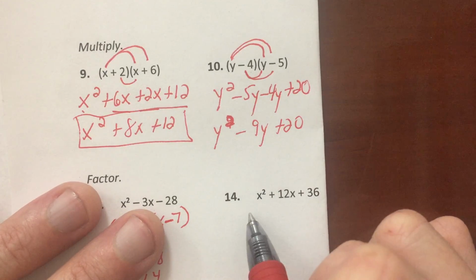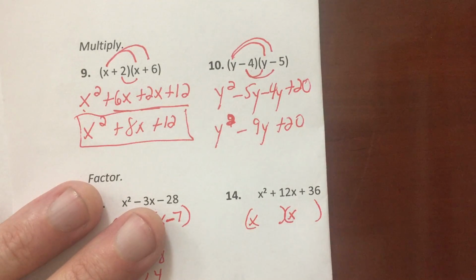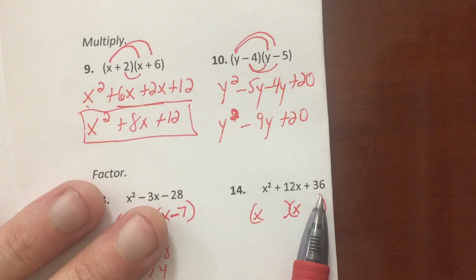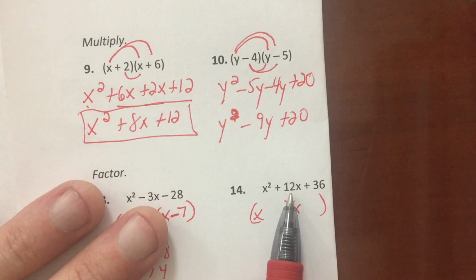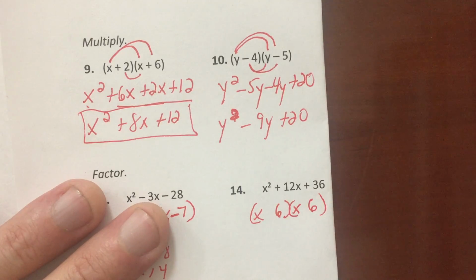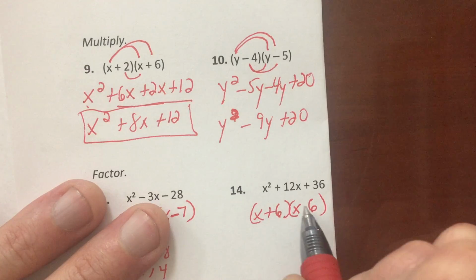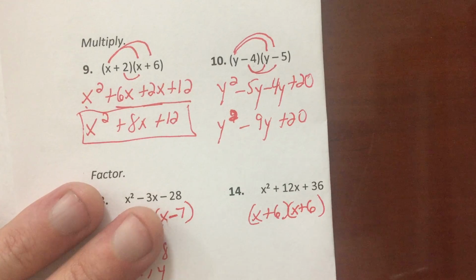X squared plus 12x plus 36, 2 parentheses, x and x. 2 numbers that multiply to make 36 and then combine to make a 12 would be 6 and 6. It's a positive 12, so both of these 6's need to be positive in order for that to work.